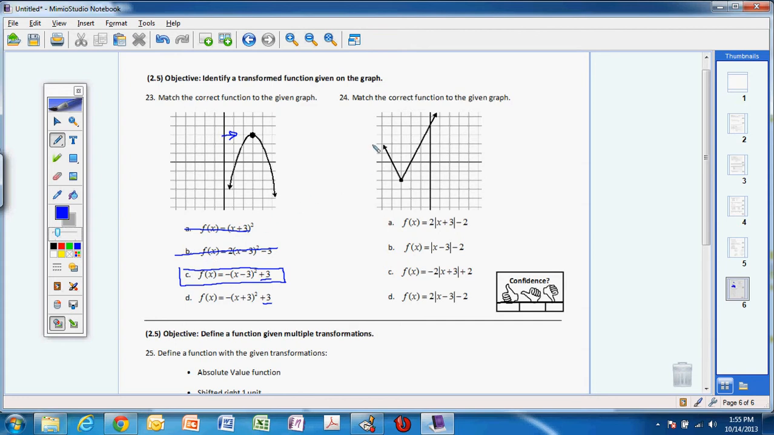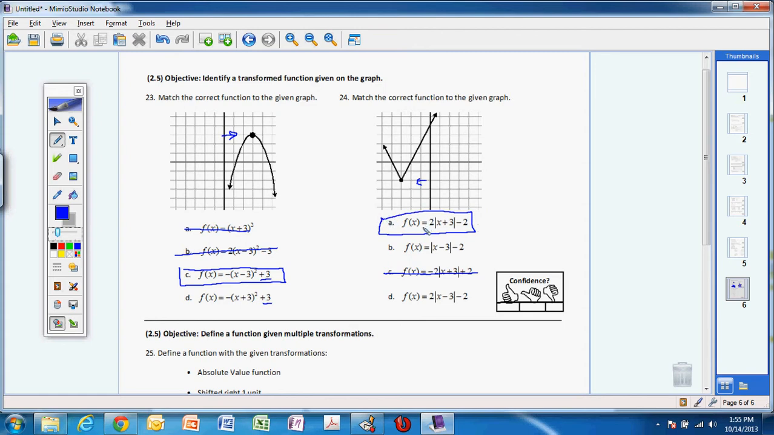So then number 24. Looking at this, it looks like an absolute value function because it looks like a V. And I know there's no flip out in front, so there can't be a negative. So I can immediately cross out C. And look at this, I'm shifting down 2. All of these have -2 on the end, so that's perfect. And then noticing from here, I'm shifting left 3, so I need a +3 on the inside. My only option on this one that has a +3 is here.